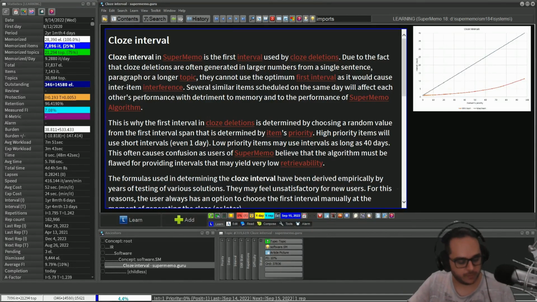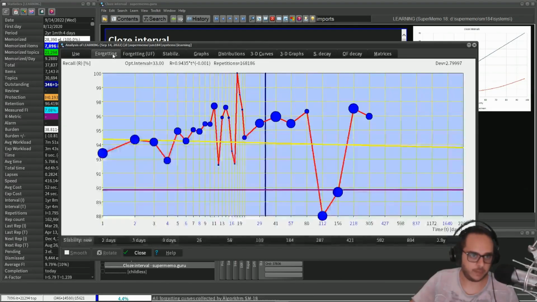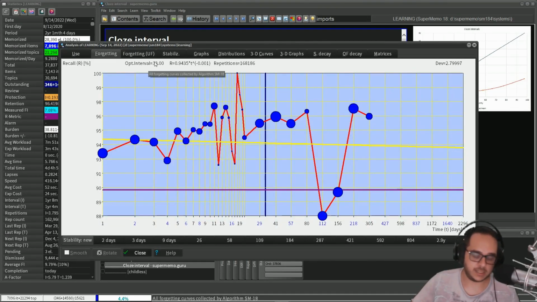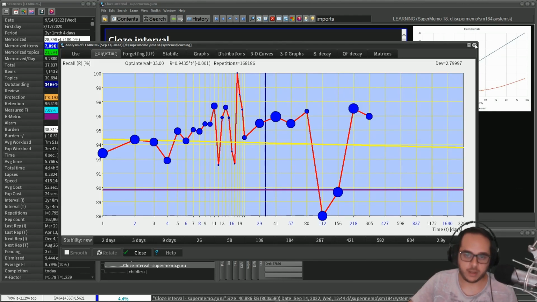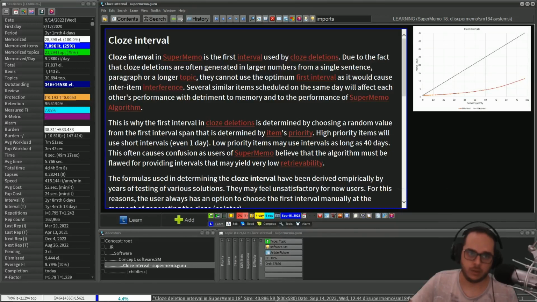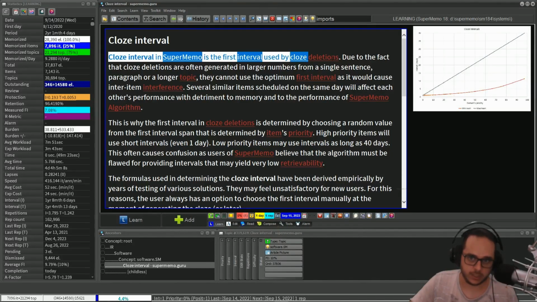So basically, you may be familiar with the optimal interval, right? And in my case, it is capped at a maximum by design, 33 days. But this is used if I introduce items from the pending queue. Yes, they will also be affected by the priority, but not so much. Or if I create items right away, straight in the knowledge tree. But if I make close deletions, that's not going to be used. And what's going to be used? Close interval. And it is what it is. Close interval is the first interval used by close deletions.